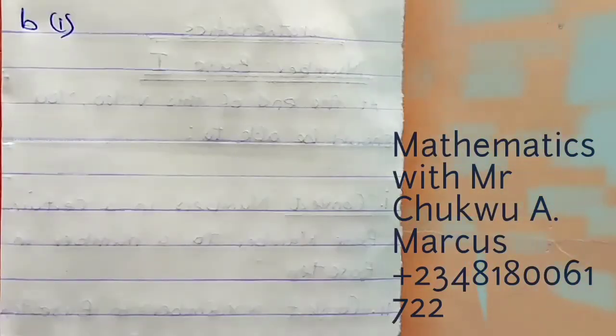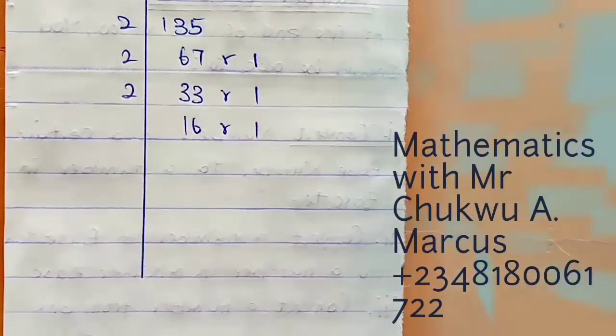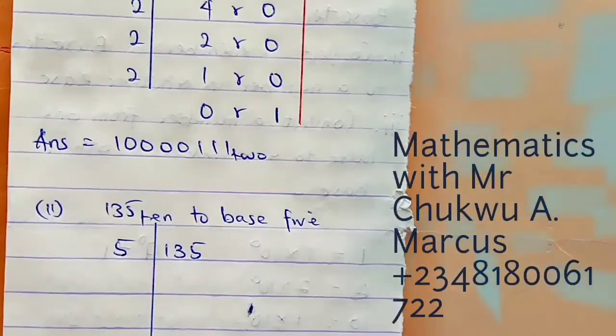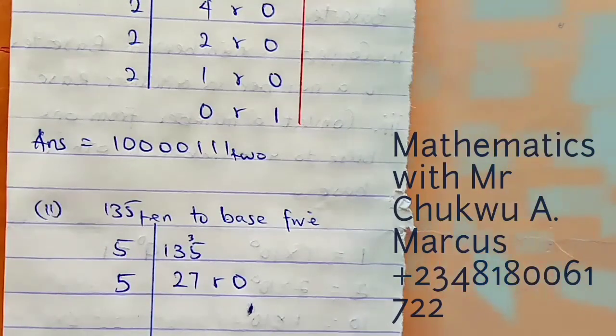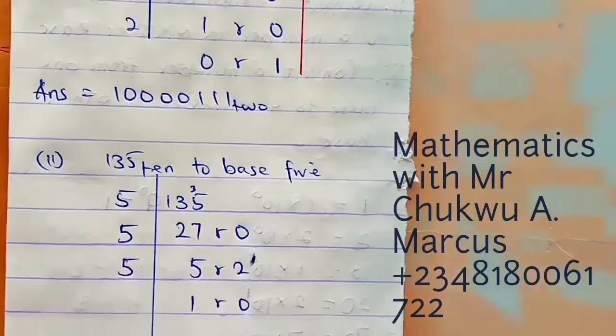Solving the B part of the question. 5 divided 13 will give us 2 remainder 3. 5 divided 35 will give us 7 remainder 0. 5 divided 27 will give us 5 remainder 2. 5 divided 5 will give us 1 remainder 0. 5 divided 1 will give us 0 remainder 1.